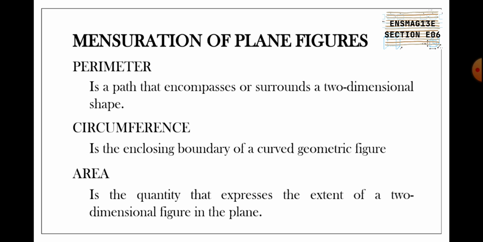In curved figures like a circle or ellipse, the term circumference is used. Area is the amount of space inside the boundary of a flat two-dimensional object. The area of a figure is the number of unit squares that cover the surface of a closed figure.